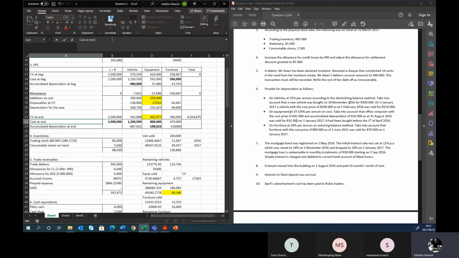If we didn't have the figures above, I would do the following. I would take my cost price balance, add additions at cost price, and then I would remove cost price sold. And then for my accumulated depreciation, I'm going to put it down here. Let me make this red.